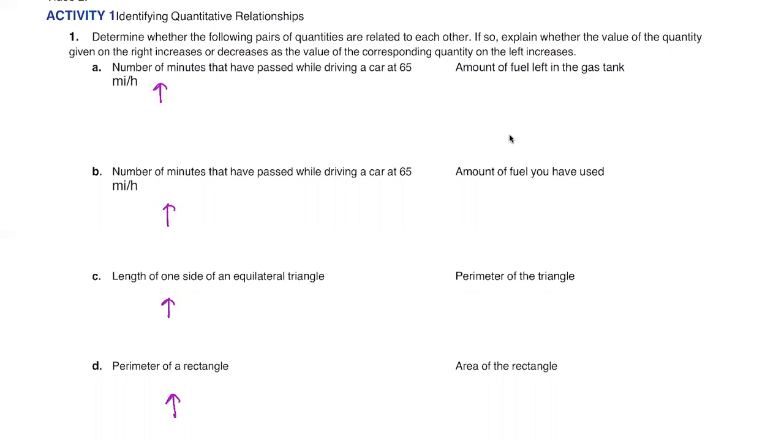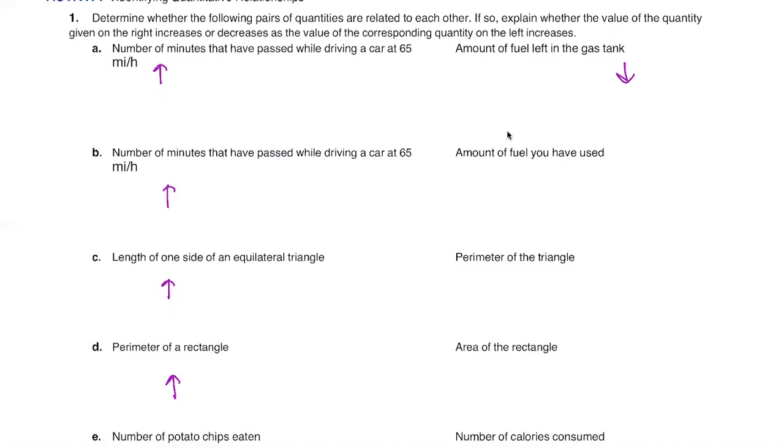So, as the number of minutes that have passed while driving a car at 65 miles per hour increases, the amount of fuel left in the gas tank, well, as you keep driving your car, you have to start getting more gas. So the amount of gas in your tank in your car decreases. So they are related. Cool. Letter A is done.